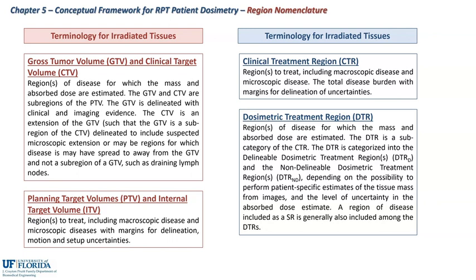The DTR is a subcategory of the CTR. The DTR can also be specified as delineable or non-delineable, depending on the possibility to perform patient-specific estimates and the level of uncertainty. A region of disease included in the source region is generally also included in the dosimetric treatment region.